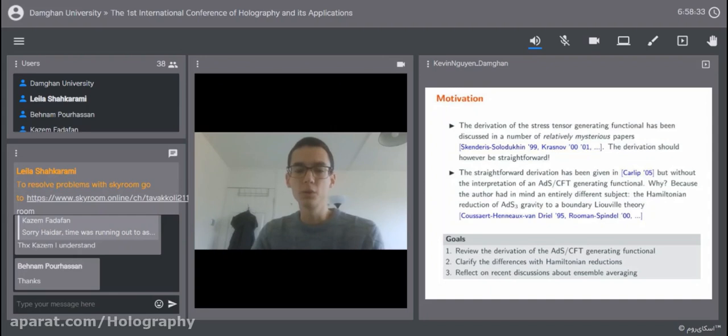So here what I want to do is to first review the derivation of the AdS-CFT generating functional, following Carlip, but phrasing it within the context of holography, and then clarify the differences with the Hamiltonian reductions that Carlip had in mind, but could not reproduce.